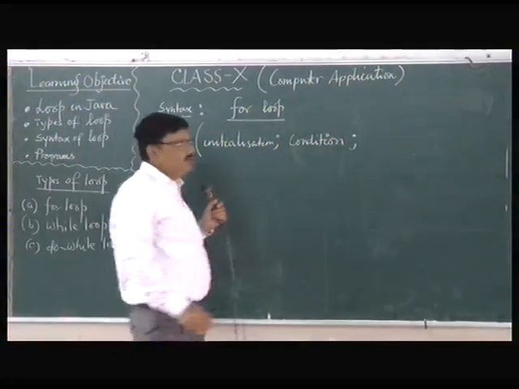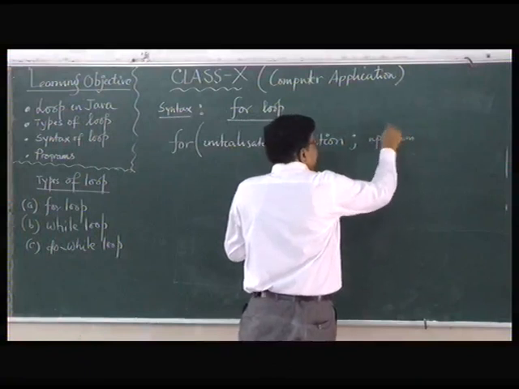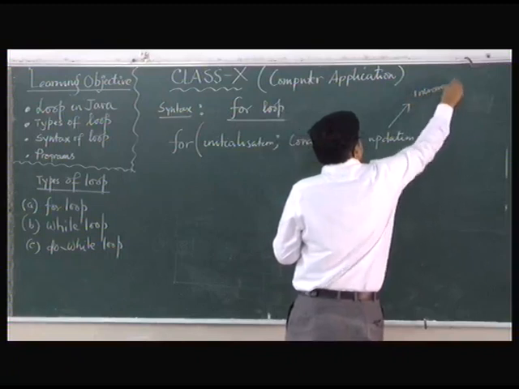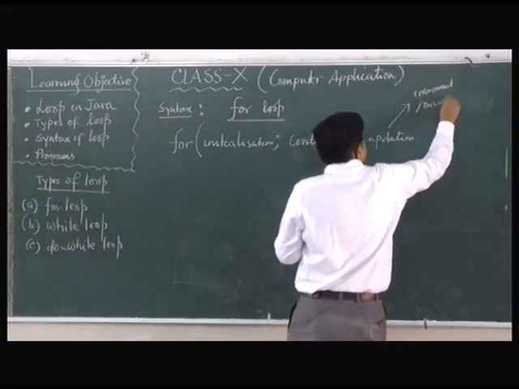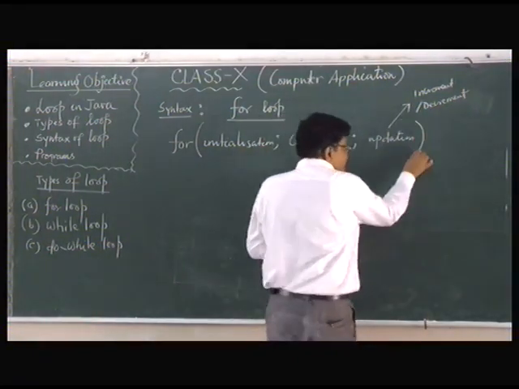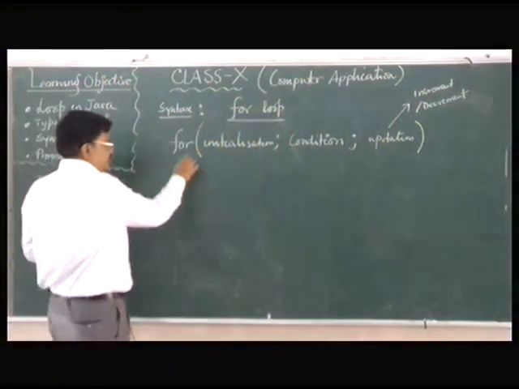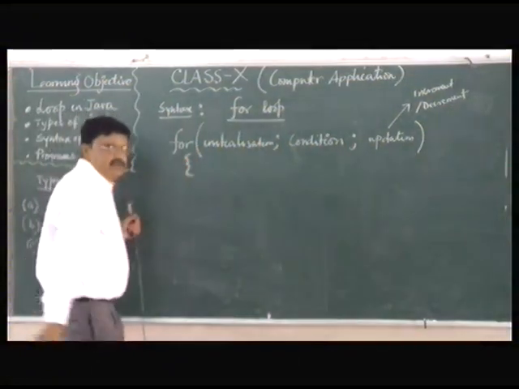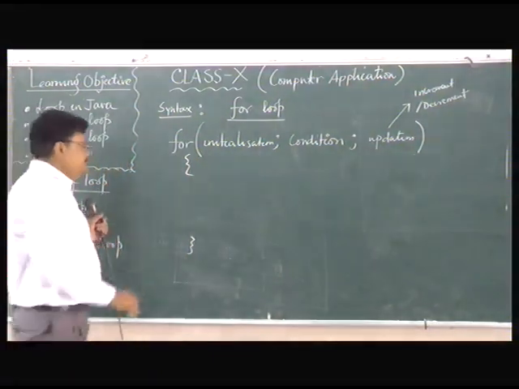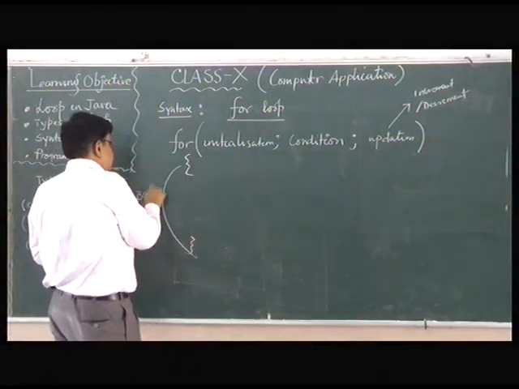Updation. In the for loop, updation means we can write it as increment or decrement. Please look at this only. This is updation. So close the bracket. The bracket is closed. Now give the braces. All right. Close the braces. Clear? Now this is called the body of the loop.